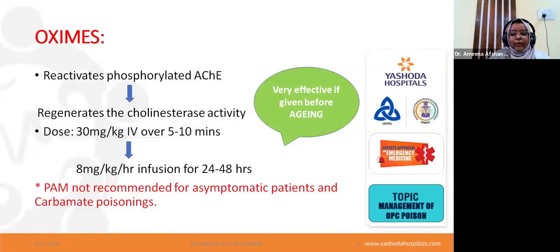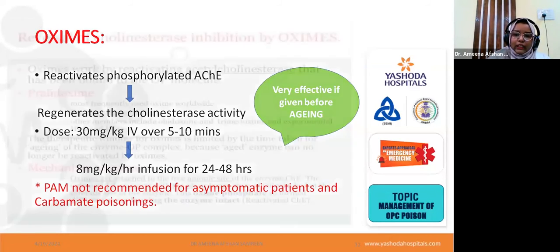Now coming to oximes, what do they do? Previously atropine was the antidote. Now we are reactivating the acetylcholinesterase enzyme. Oxime reactivates the phosphorylated acetylcholinesterase enzyme and thereby regenerates the enzyme activity. The dose is 30 mg per kg IV over 5 to 10 minutes, then as an infusion about 8 mg per kg per hour for 24 to 48 hours. PAM is not recommended for asymptomatic patients in carbamate poisoning. It is very effective if we give it before aging.